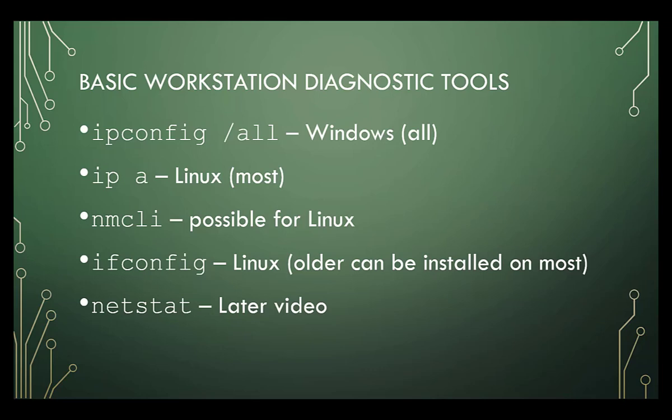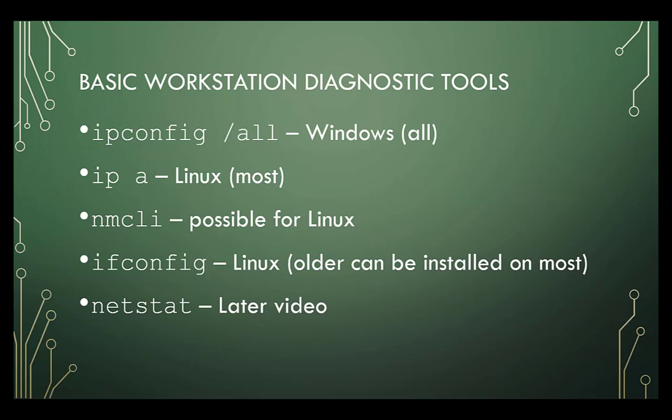Other commands of note: ifconfig is still around. It doesn't come standard on modern Linux operating systems, but you will definitely see it. It's installable if it's needed for a script or something like that. It is very similar to ip a, but it's not a standard package, at least not in most Debian kernels, which is what we're using in class. But like I said, it is possible to install it if you need it.